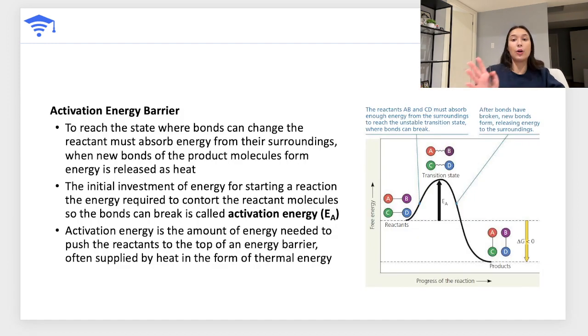So now I'm going to explain this hill that I've been alluding to. And this is actually very important, but in terms of free energy release and exergonic versus endergonic, it does not have an effect. What this does do is it indicates that when you want to reach a state where the bonds can change, the reactant must absorb energy from its surroundings. When the new bonds of the product molecules form, the energy is released as heat. Okay, so the initial investment of energy to start the reaction is going to be known as the activation energy.